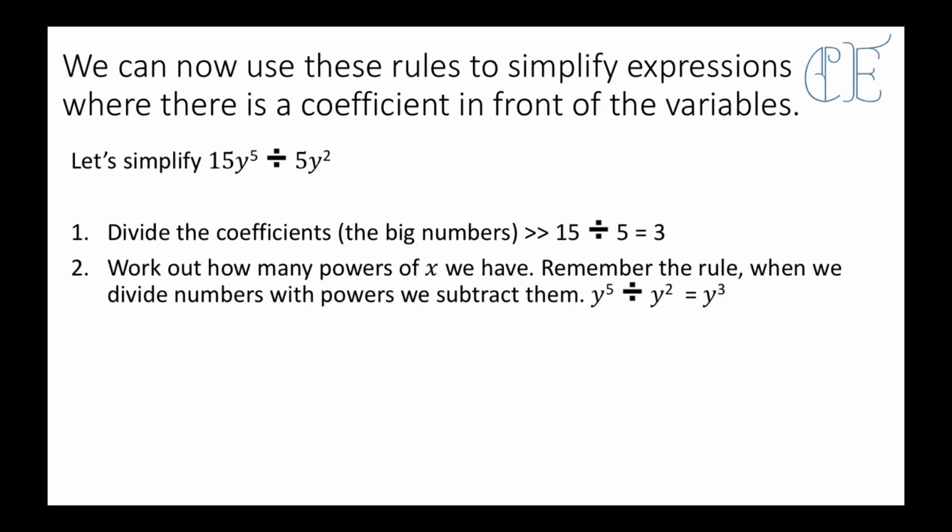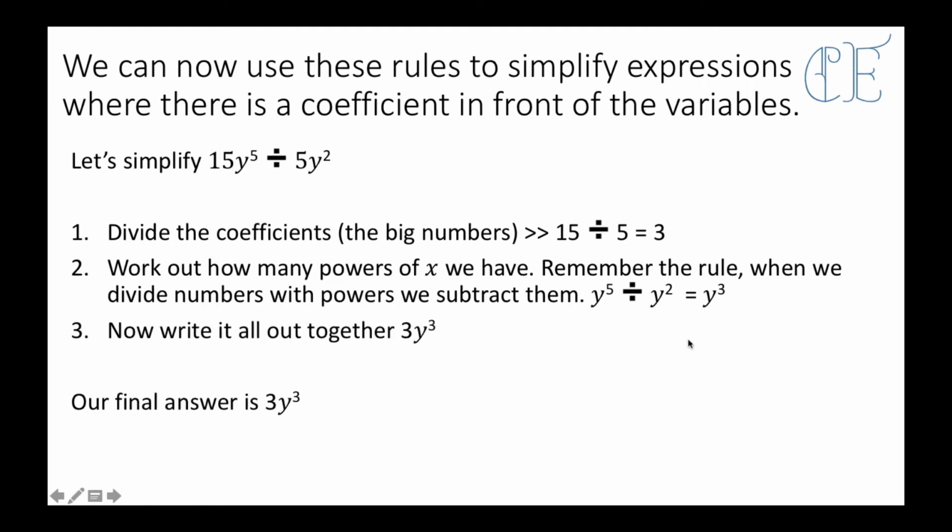Okay, so that's the first bit. Then we work out how many powers of, well, I've put powers of x, but in this case, it's powers of y. How many powers of y we have. So we've got y to the power of 5 divided by y to the power of 2, or y squared. 5 take away 2 is 3. So we have this big 3 and we have the y to the power of 3. So it's just 3y to the power of 3.